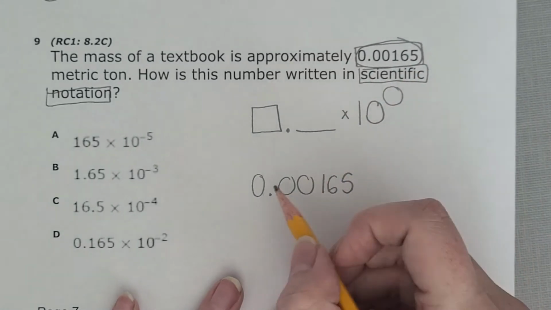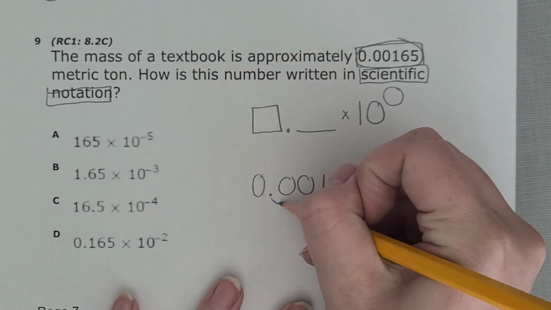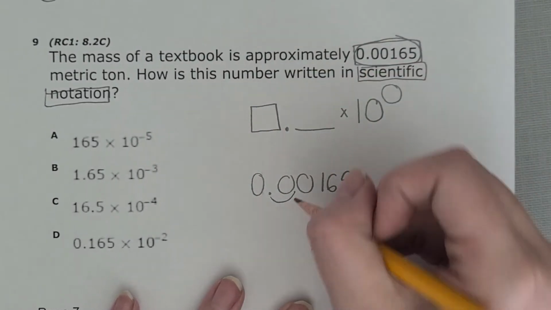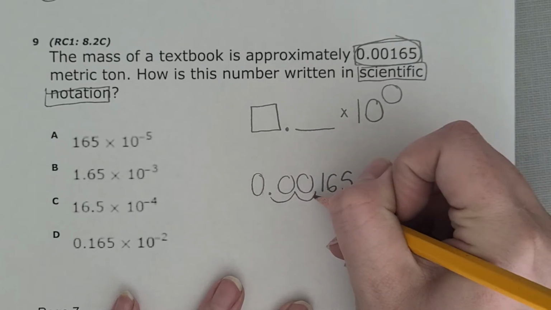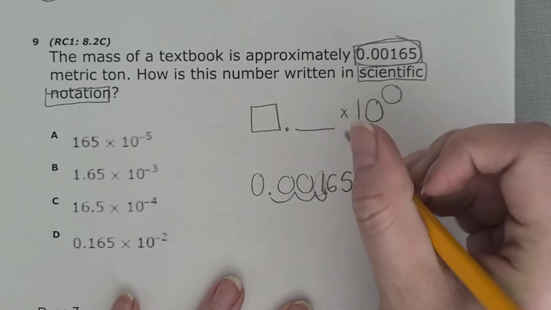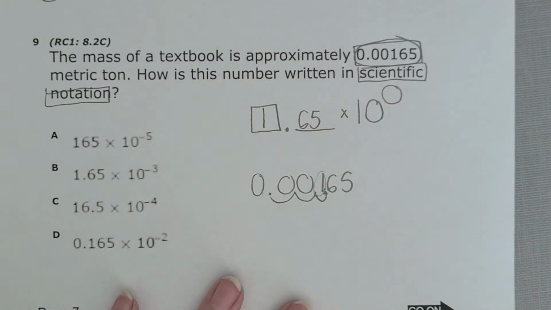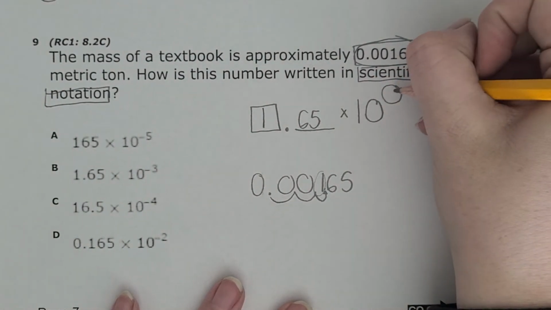0.00165, I know I need to move that decimal until I just have one number to the left. Okay, if I move it here, I can't fill in a 0 there. It has to be a non-zero number. So I'm going to keep going. All right, if I land here, I end up with a 1 to the left. All right, and that fills in 65 after the decimal. All right, and then times 10 to the something.